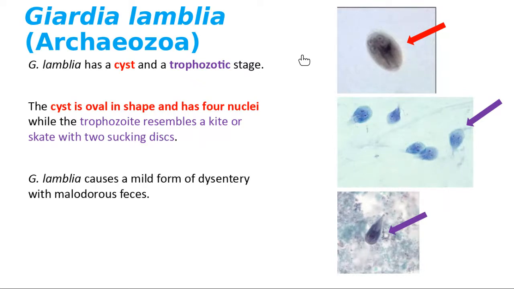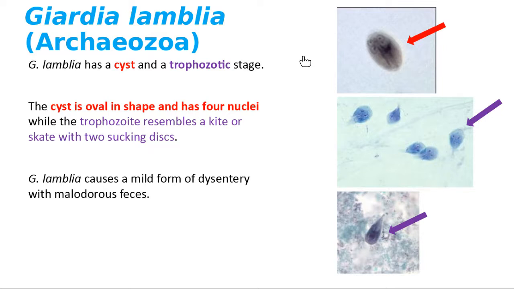The trophozoites to me resemble a kite or a flounder, or a skate, a fish. And those things that look like eyes, remember, are not eyes, they're sucking discs, so they're easy to recognize. This organism causes a form of dysentery. It's a mild form of dysentery, but it's still dysentery. Okay? Questions? Oval in shape is a cyst. The trophozoite looks like a kite. Okay?